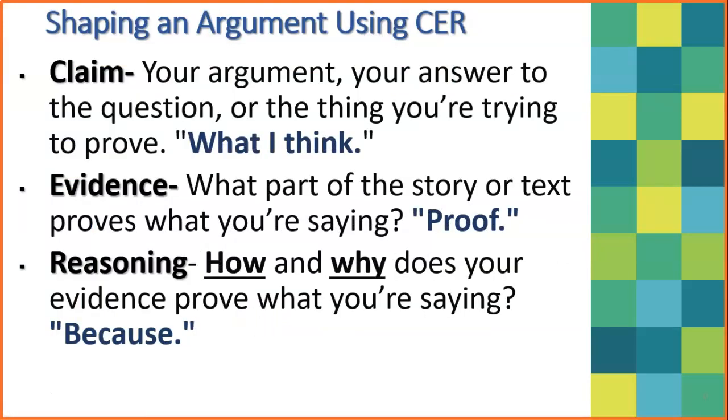So, this is where CER comes in. CER is an acronym for the 3 parts of an argument that we use in writing. C is your claim, your argument, your answer to the question, or the thing that you're trying to prove. What I think. Evidence is what part of the story or text proves what you're trying to say. It's your proof. Reasoning is how or why your evidence proves what you're saying. It's your because.